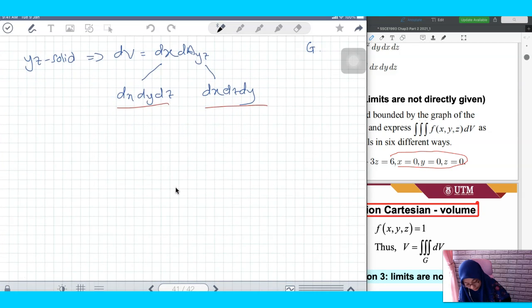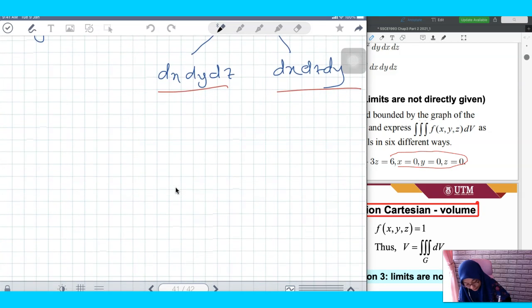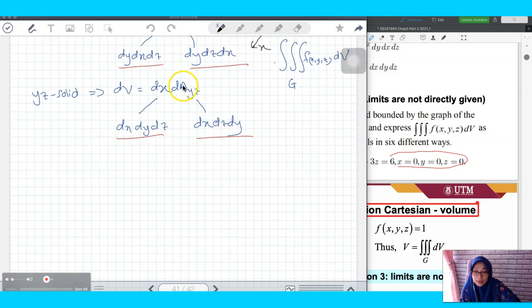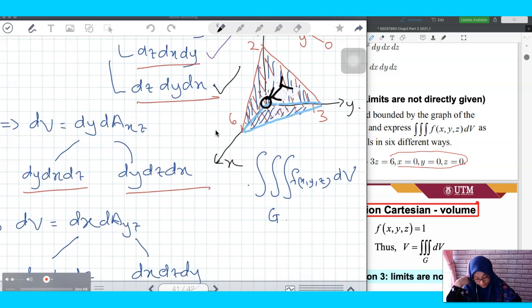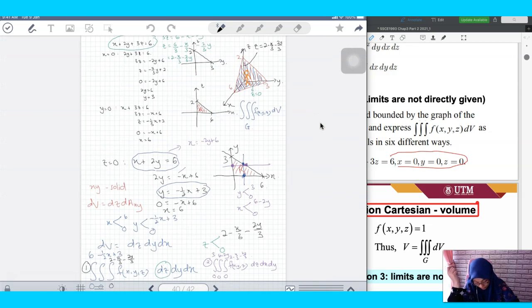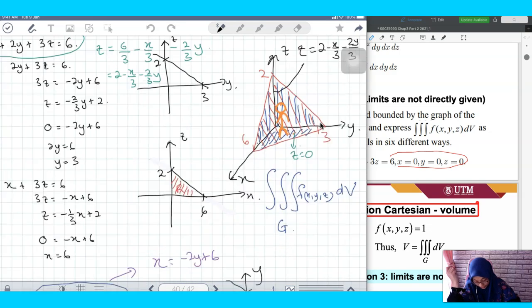So for the YZ solid, in your dA there is y and z. So this one should be x. So you have dx dy dz or dx dz dy. Based on your solid here, what is the shape that you can see? You can see the region is a triangle as well, right, on ZY. Then you have to refer to your trace on ZY. So where is ZY? This one.